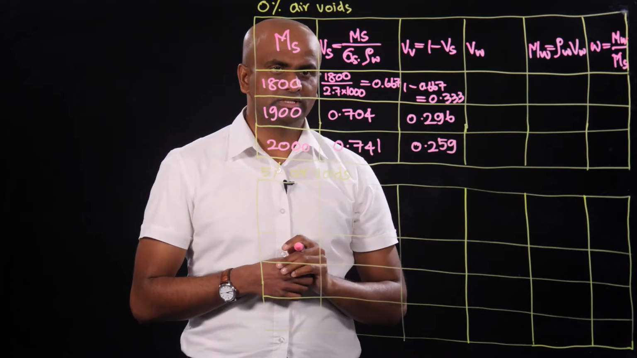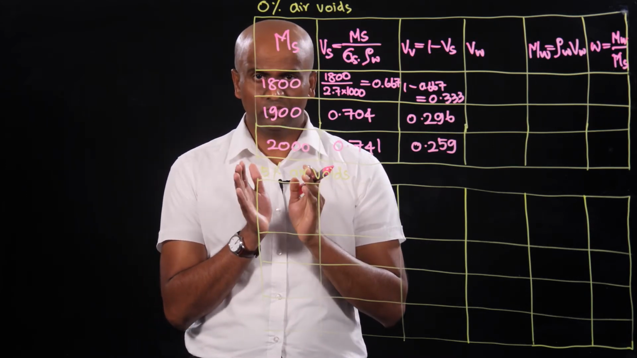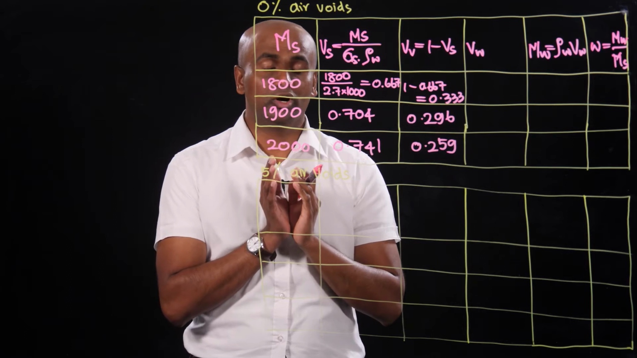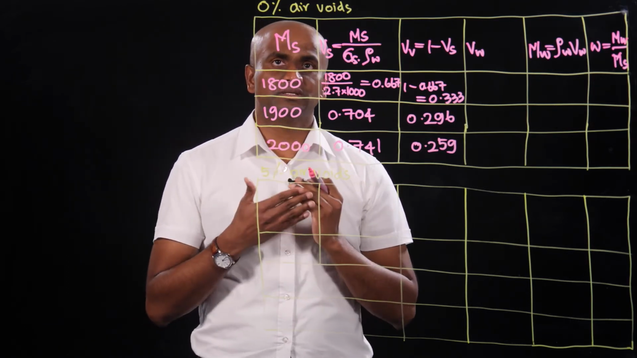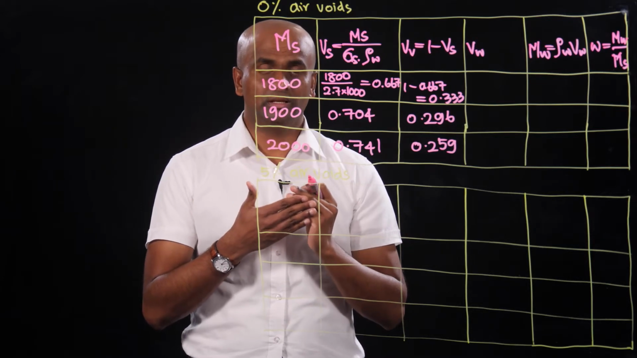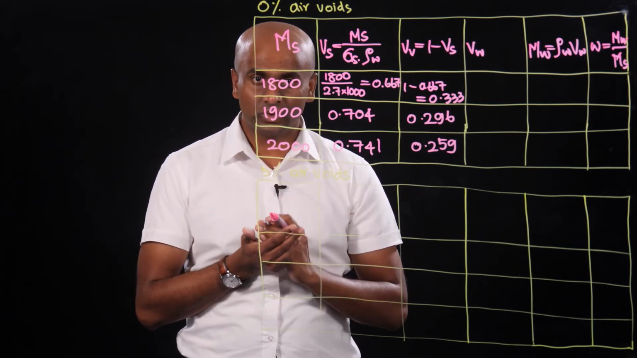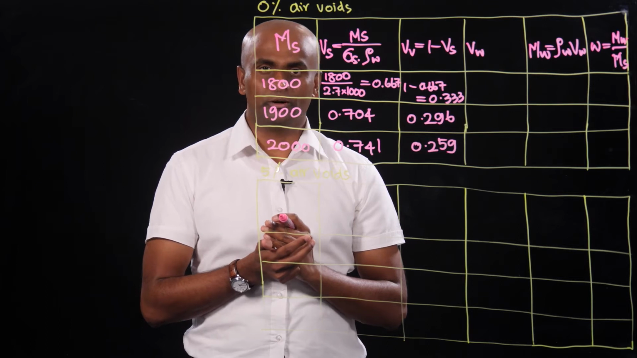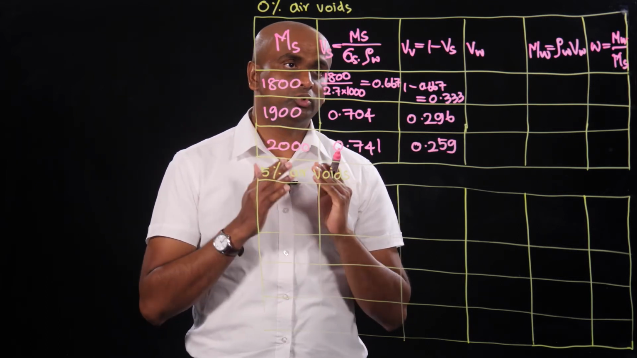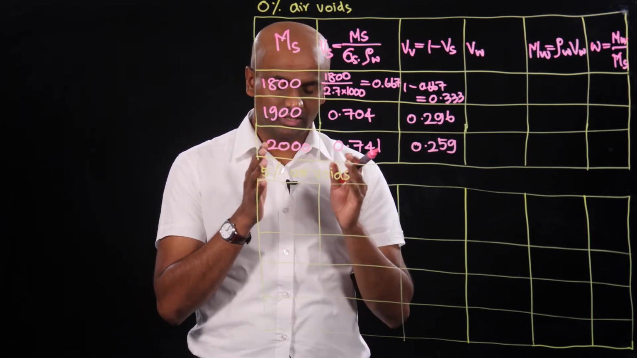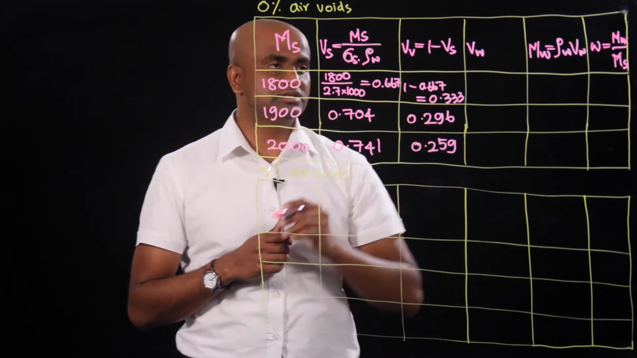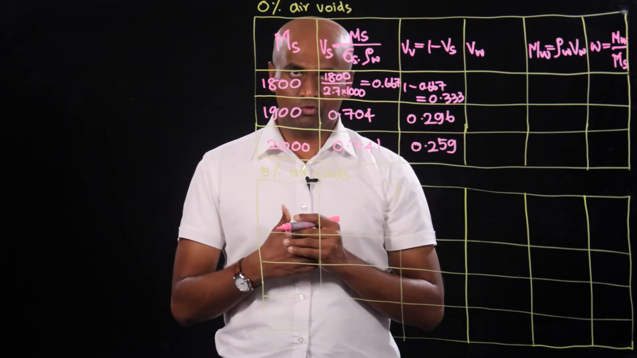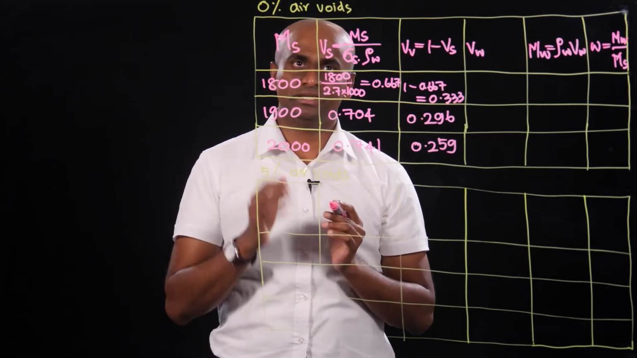So to calculate the volume of water, you need to consider the percentage of air voids within the soil. Since we are considering a situation where there are 0% air voids, there should be only solids and water. Therefore, the total void volume is now filled with water. So the void volume is equal to the volume of water, because we are looking at 0% air voids.